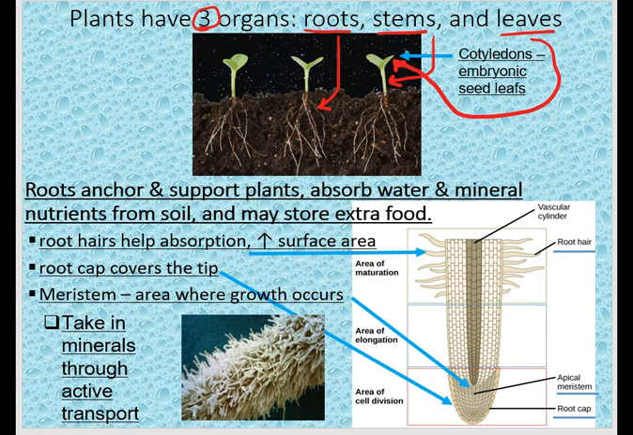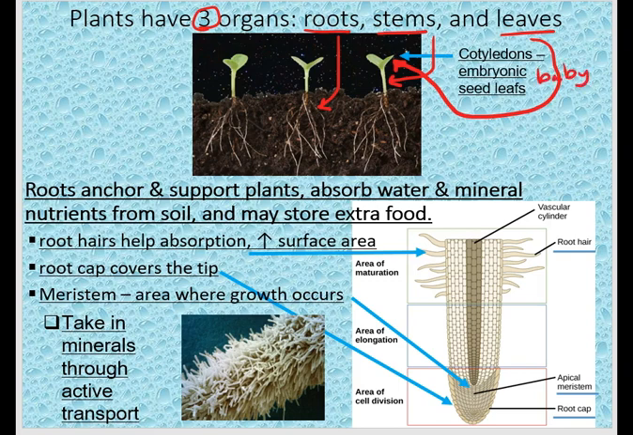So we look at this first picture here, and we see all 3 portions. We see the roots underneath the ground. We see the stem popping up, pushing upward, making that plant grow tall. And then we got our leaves up there. We got those cotyledons on here, the embryonic seed leaves.